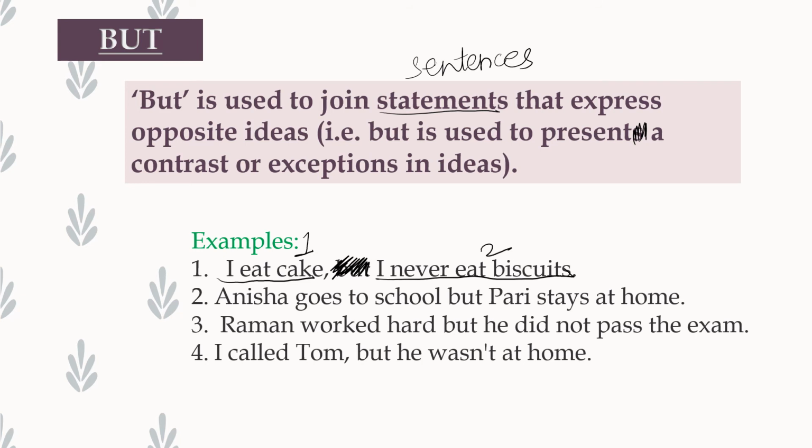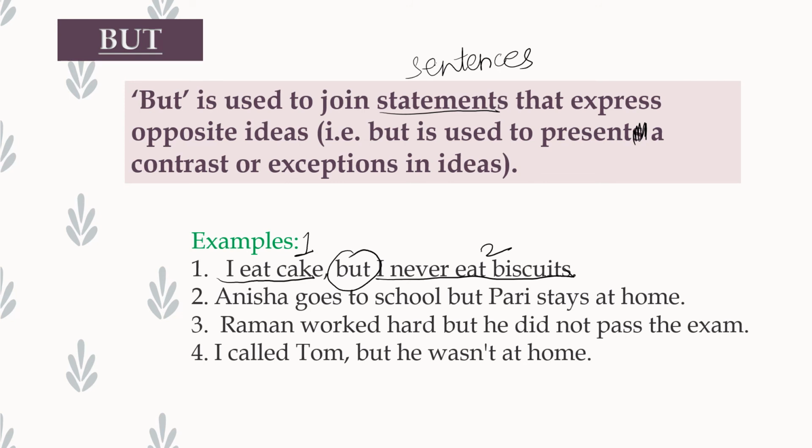So first में है कि मैं केक खाता हूँ या खाती हूँ और सेकंड है कि मैं बिस्किट्स नहीं खाती हूँ. तो ऑपोजिट मीनिंग है ना. एक में वो बोल रहे हैं कि खाते हैं, सेकंड में बोल रहे हैं कि नहीं खाते हैं. So these are the opposite meanings. First is the yes sentence, this is a positive sentence. Second है negative sentence. So because they are negative, they are showing different meanings. एक में yes है, एक में no है. That's why we are using the connecting or the joining word but.